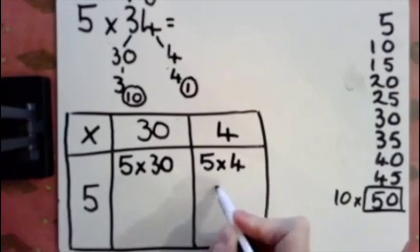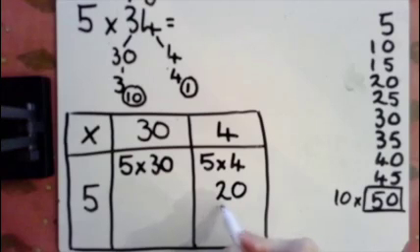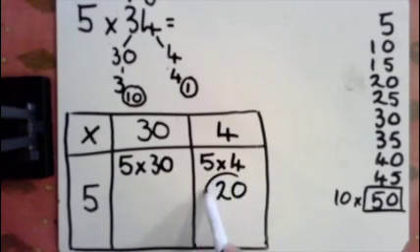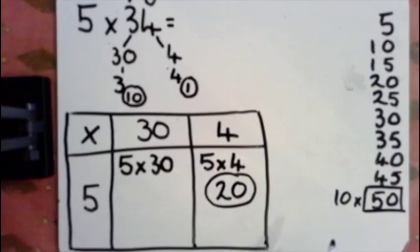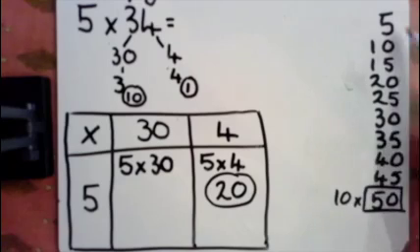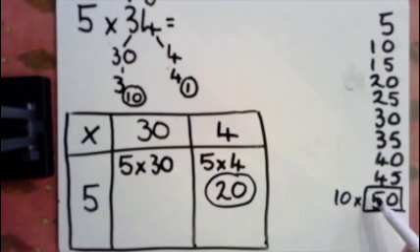I know 5 times 4 gives me 20. Okay, so 5 times 4 gives me 20. And just so I remember that's my answer, I'm going to draw a little circle around it. Okay, now, I jump to my tens column. I've got here 5 times 30. Now, I've only gone up to 10 times here in my table ladder. How could I solve that 5 times 30?